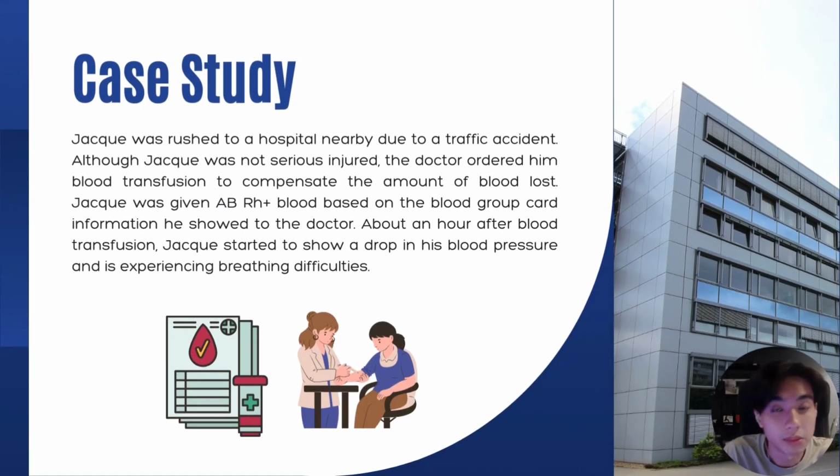So the case study that we were given is that Jake was rushed to a nearby hospital due to an accident that he recently had. Although he wasn't severely injured, the doctor ordered a blood transfusion to compensate for the blood that was lost during the accident. Jake was given AB positive blood based on the blood group card that was shown to the doctor. Around an hour after the transfusion, Jake started to show symptoms of a drop in blood pressure, and he started experiencing breathing difficulties.